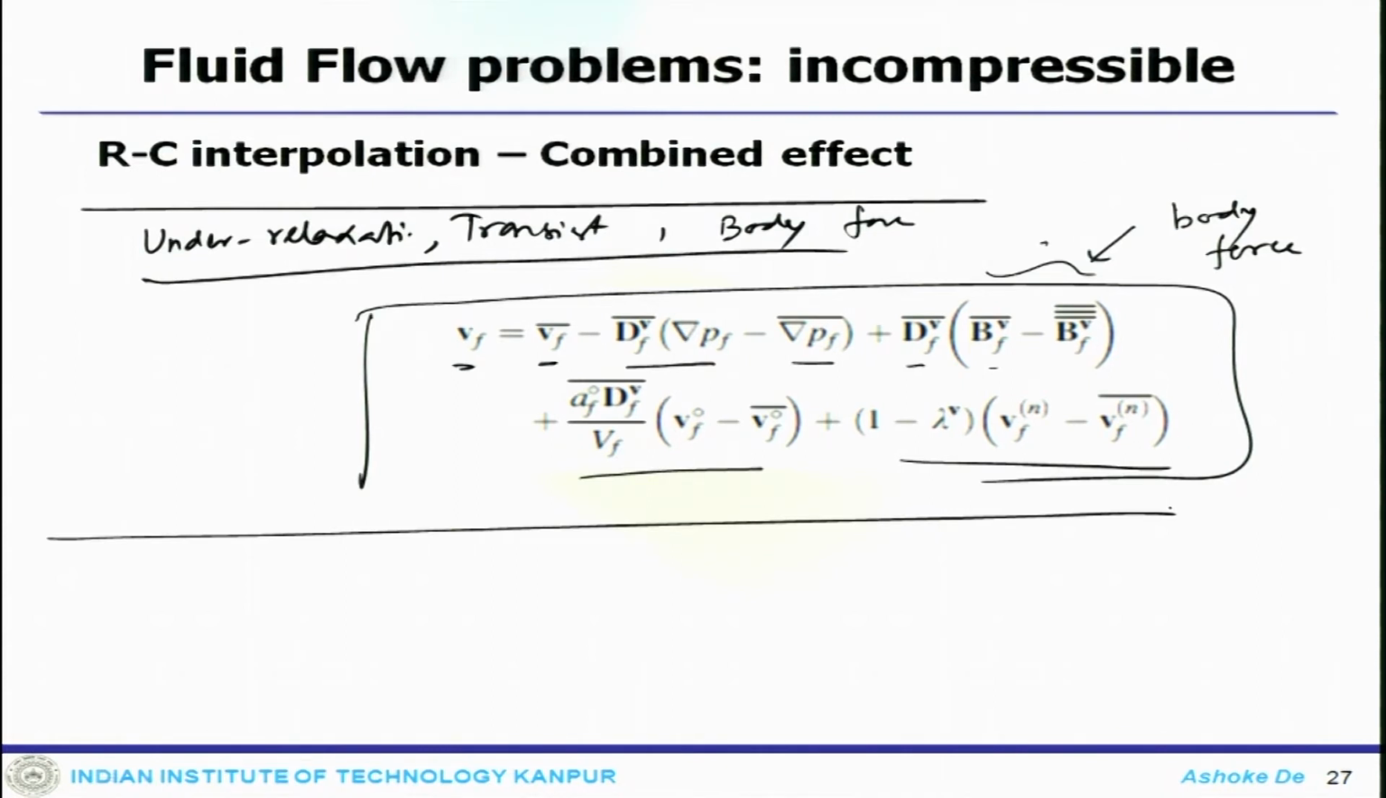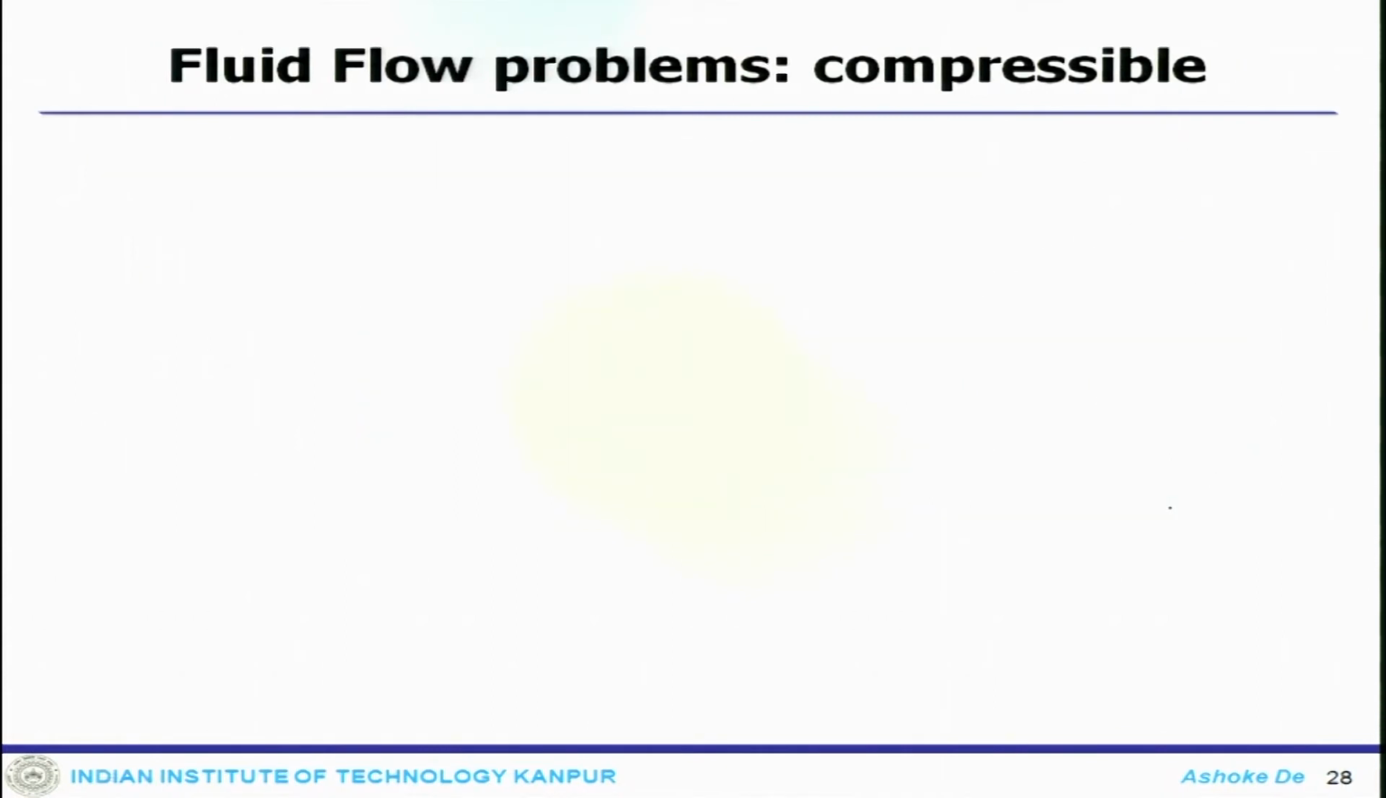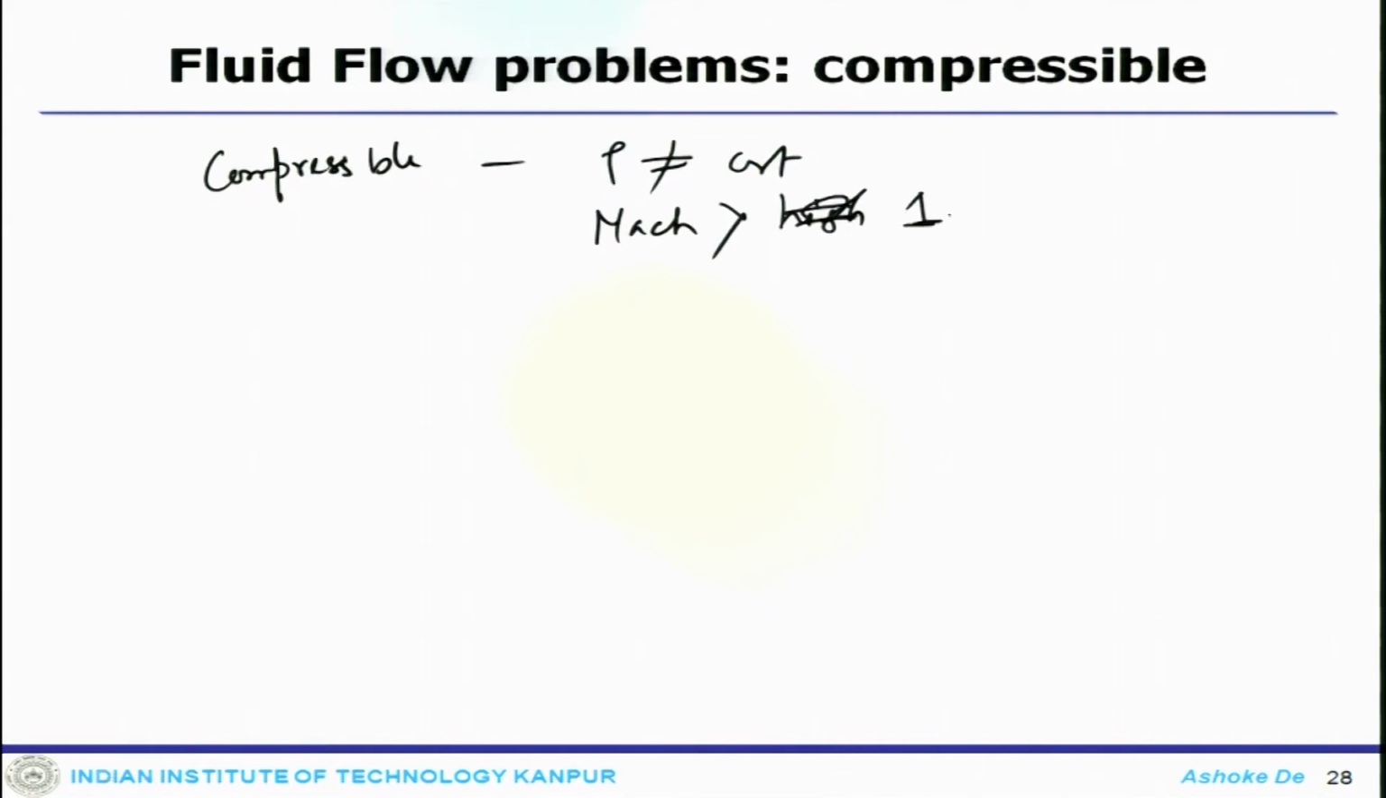Now, there is an important difference in the compressible case: density is no more constant and the Mach number is quite high, or greater than 1. That is where the compressibility effect starts acting, and once that is happening, you cannot assume the density to be constant, rather the density is approximated using the ideal gas law.